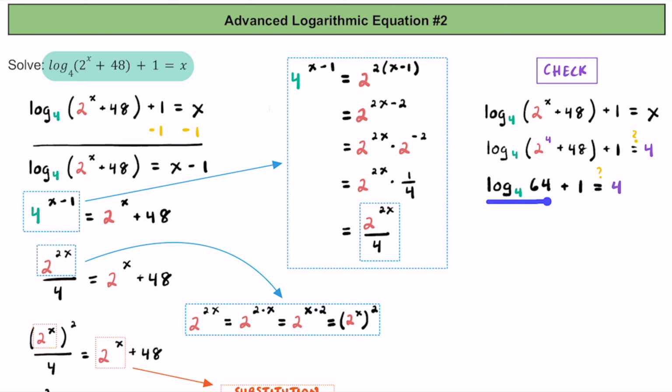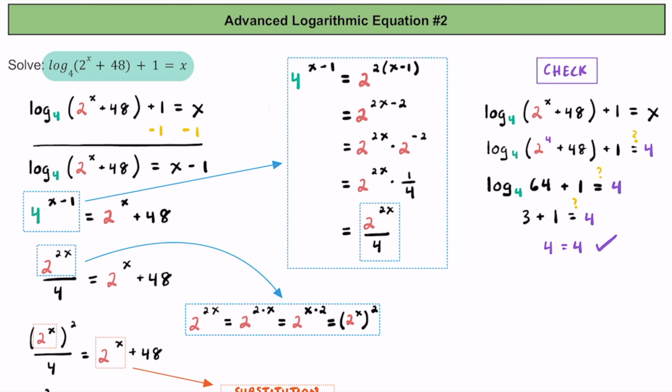Then solving this logarithm, log base 4 of 64, that's asking how many 4s multiply together to get 64. Well, 4 times 4 times 4 is 64, so this would be equal to 3. So we can go ahead and say that 3 plus 1 would equal this 4 on the right side. And since that is true, then we know that 4 does equal 4, and this checks out. So 4 is our solution, and it's not extraneous either, so we know we did a good job.